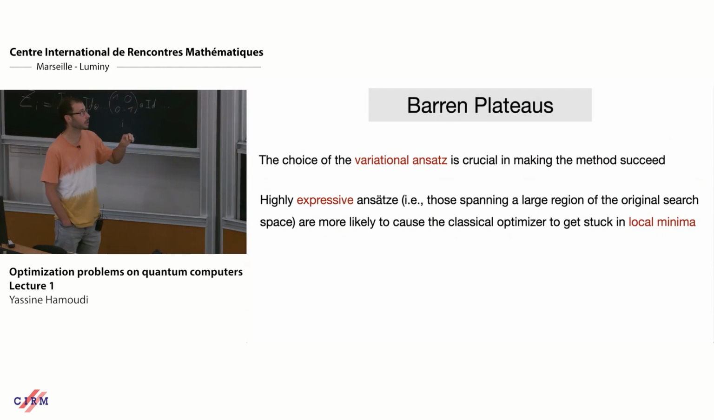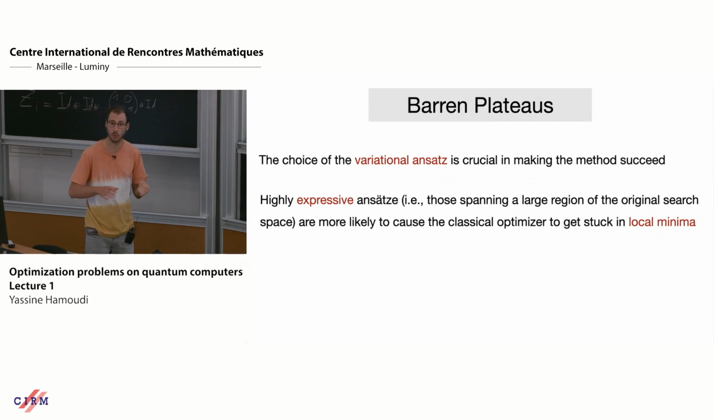So it says the following thing. You may try to use a very expressive ansatz, so quantum states that explore a large region of the search space. But if you do that, because of some property in high dimension, the classical optimizer would have a very high chance of getting stuck in local minima.